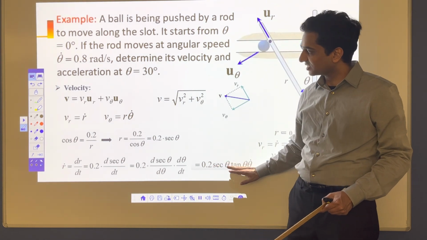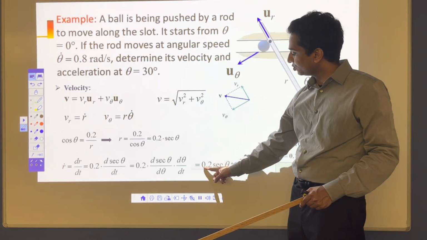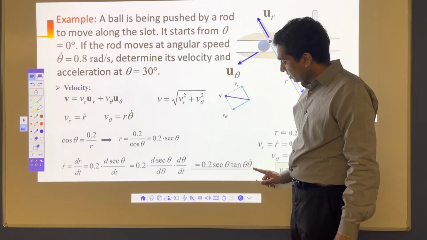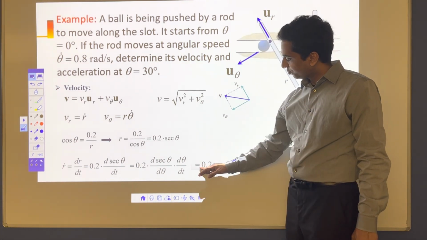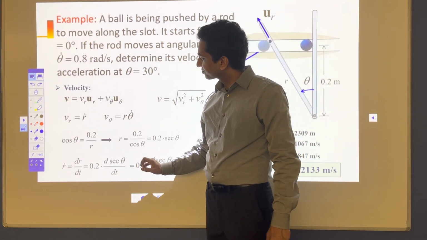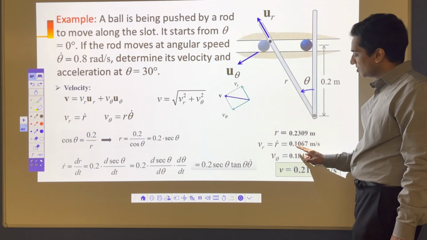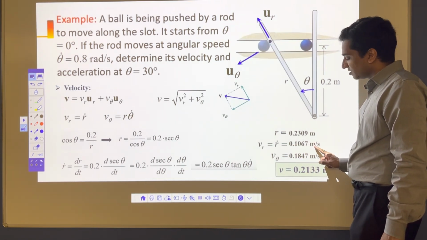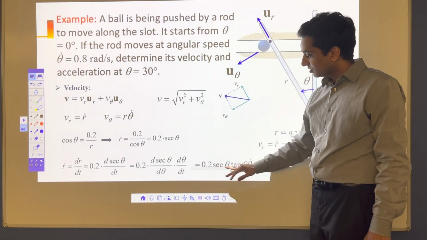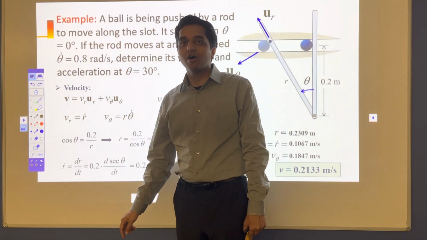Now once you have this r dot, put theta equal to 30 degrees in this problem. So 0.2 into sec 30 into tan 30 into 0.8. You put the values in, and then you can calculate r dot. If you do that, you will get r dot as 0.106 meter per second. You do those calculations, and you will get the value of r dot. It means that now you have the value of Vr.